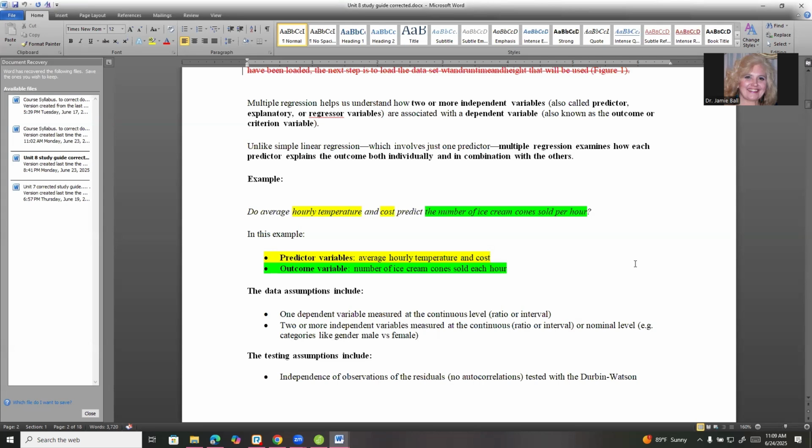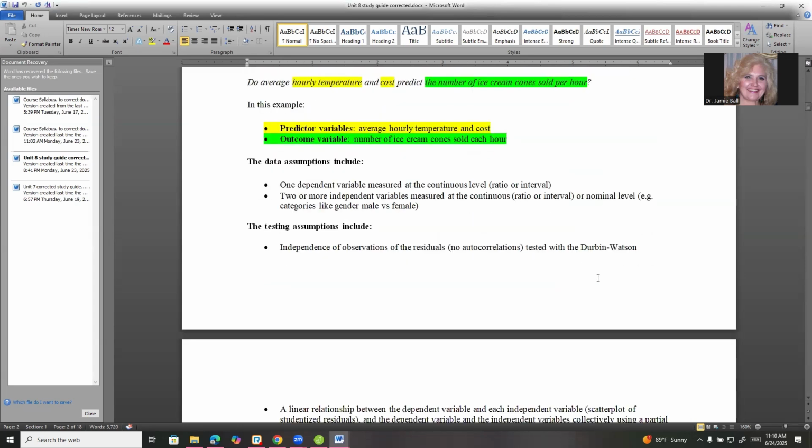Unlike the simple linear regression, which involves just one predictor, a multiple regression can handle two or more predictors and see how they interact with each other on top of it. For example, do average hourly temperature and cost predict the number of ice cream cones sold per hour? I have two predictors here highlighted in yellow: average hourly temperature and cost. And the dependent variable is the number of ice cream cones sold per hour.